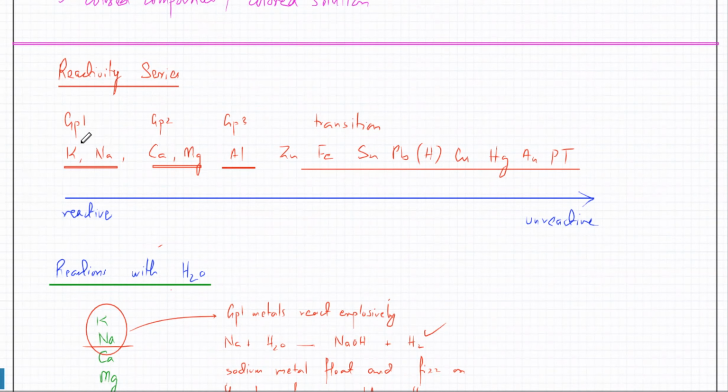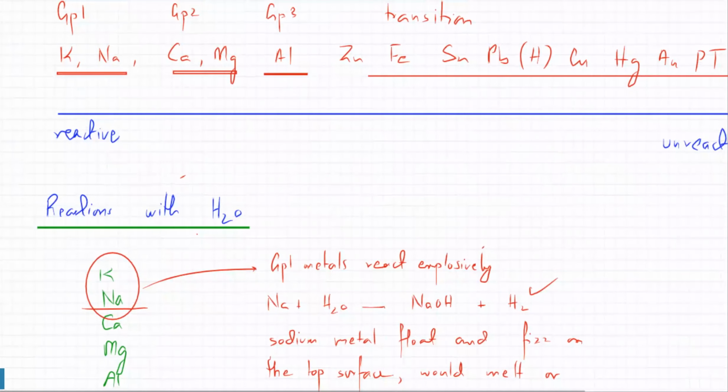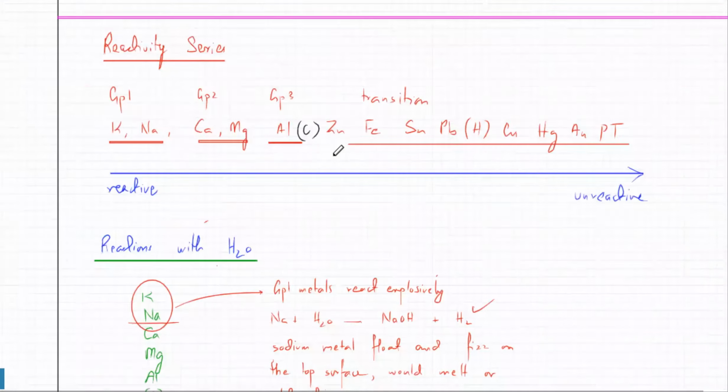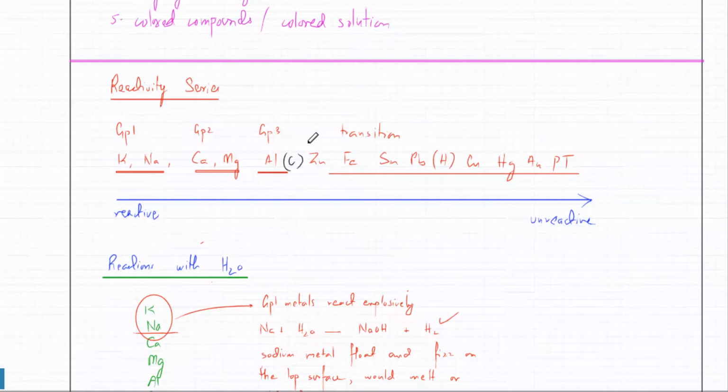So you have to remember this: K, Na, Ca, Mg, Al, Zn, Fe. There's a carbon over here as well for reference, which would be used later on. And then it's Sn, Pb, H, Cu, Ag, Au, and platinum. So these are the ones that are unreactive.